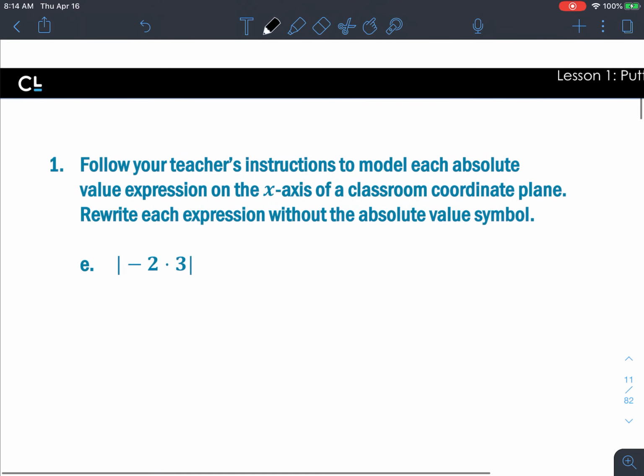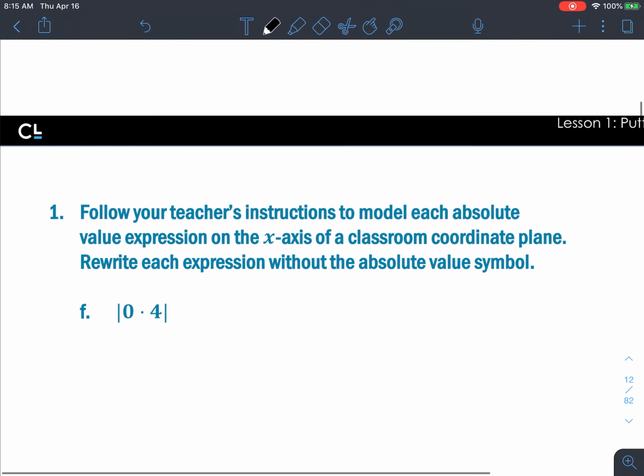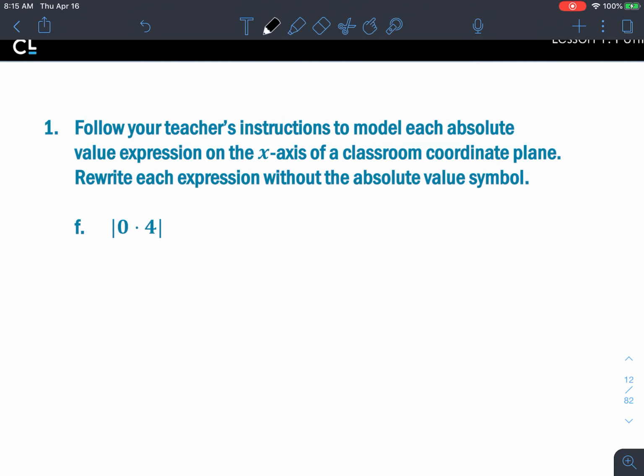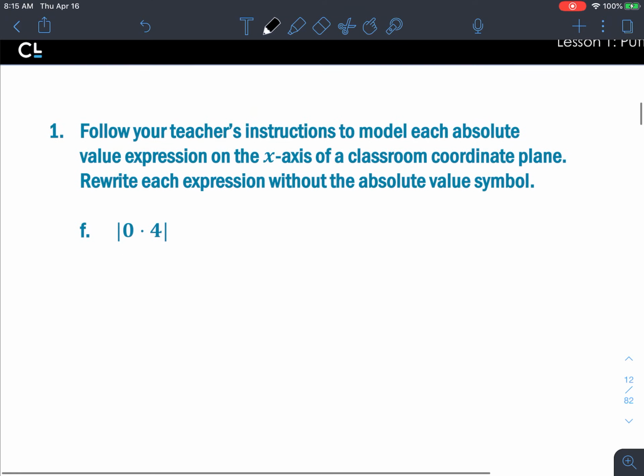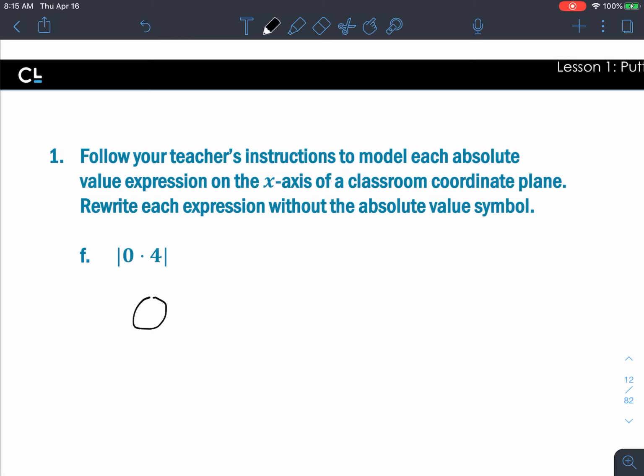So we look at this one. -2 times 3 gives us -6 in the absolute value. So without the absolute value symbol, it comes out to be just 6. 0 times 4, pretty easy. Any number times 0 just gives you 0.